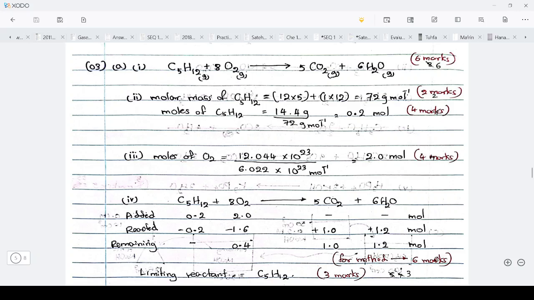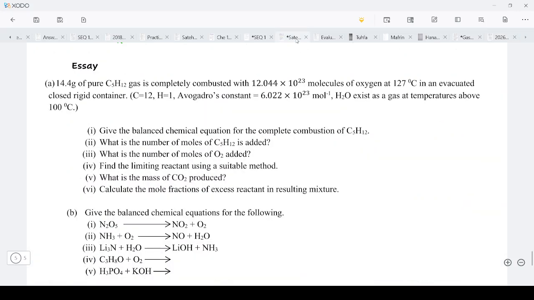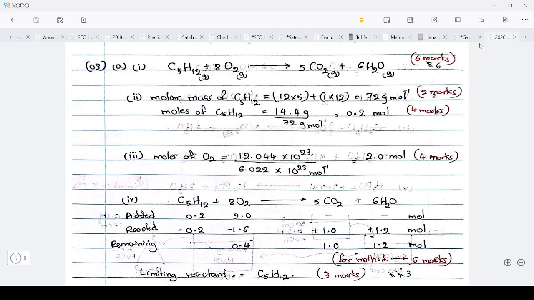Okay, so you can see here the marks and how to find the answers. Just take a minute and go through there. Okay, first give the balanced chemical equation, and then the number of moles of the two reactants. Okay, right. And remember, it's very important, you need to show how to find the molar masses also. Okay, then you will have separate marks for that.